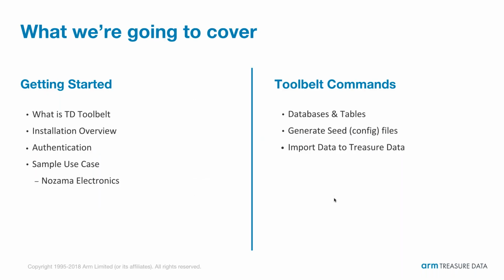What we're going to cover today: a little bit of getting started, what is TD Toolbelt, and an installation overview. We're going to talk about authentication. We're also going to talk about a sample use case called NASM Electronics and walk through a few steps on how to import and use that as our example. In the TD Toolbelt commands, we're going to talk about databases and tables, generating a seed config file, and then importing that data into Treasure Data.